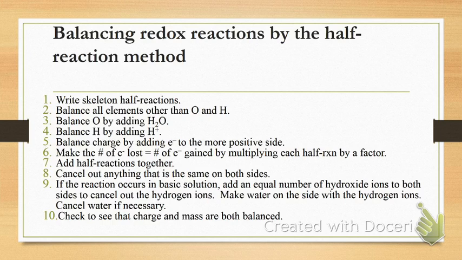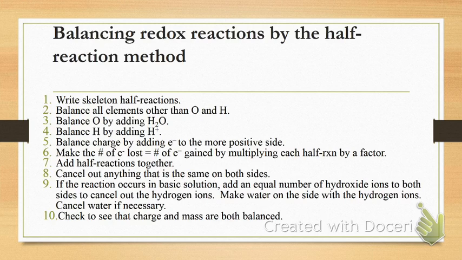Okay? If it's basic, that last step is however many free hydrogen you have, you add that many hydroxide to both sides. The hydroxide and the hydrogen make water, and then you might have to do some further canceling out. So we're going to do an acidic one first, okay? And then we'll do a basic one.